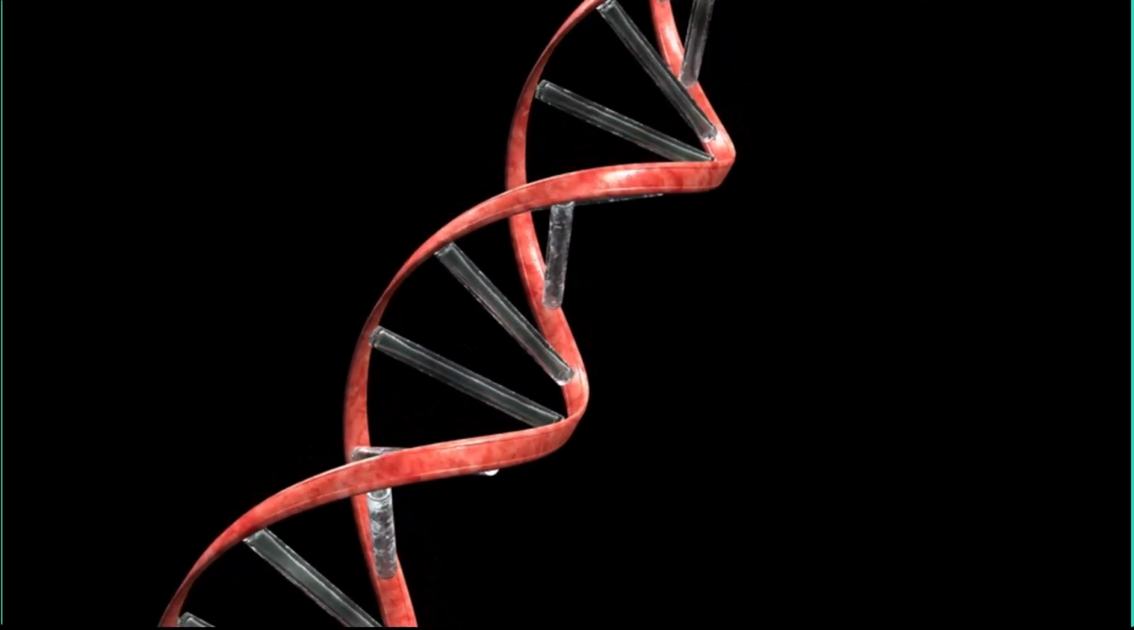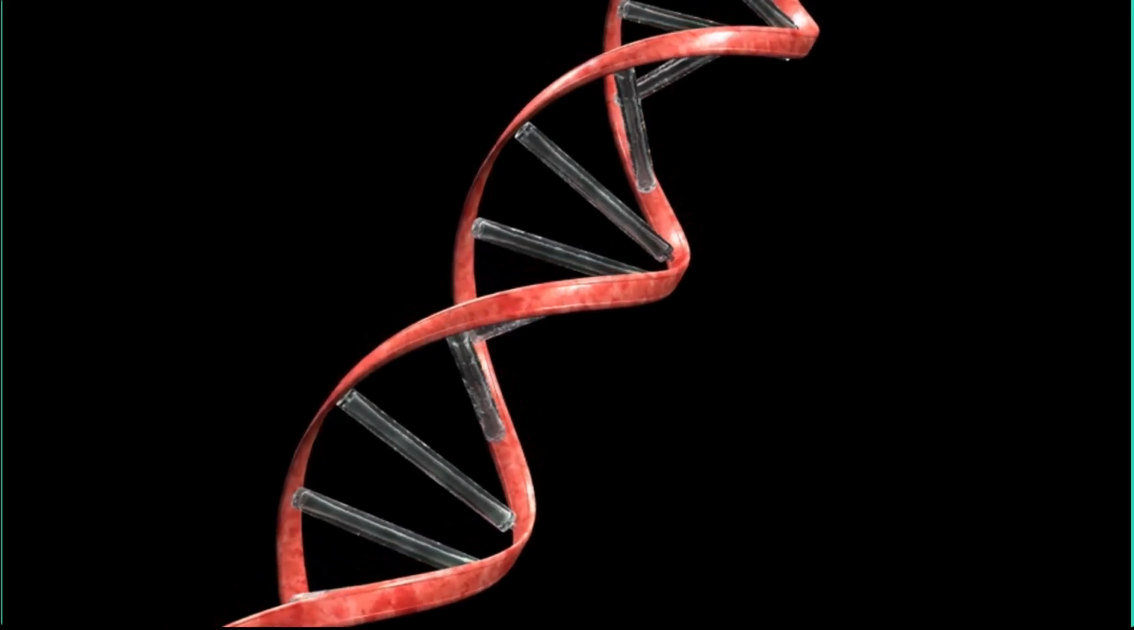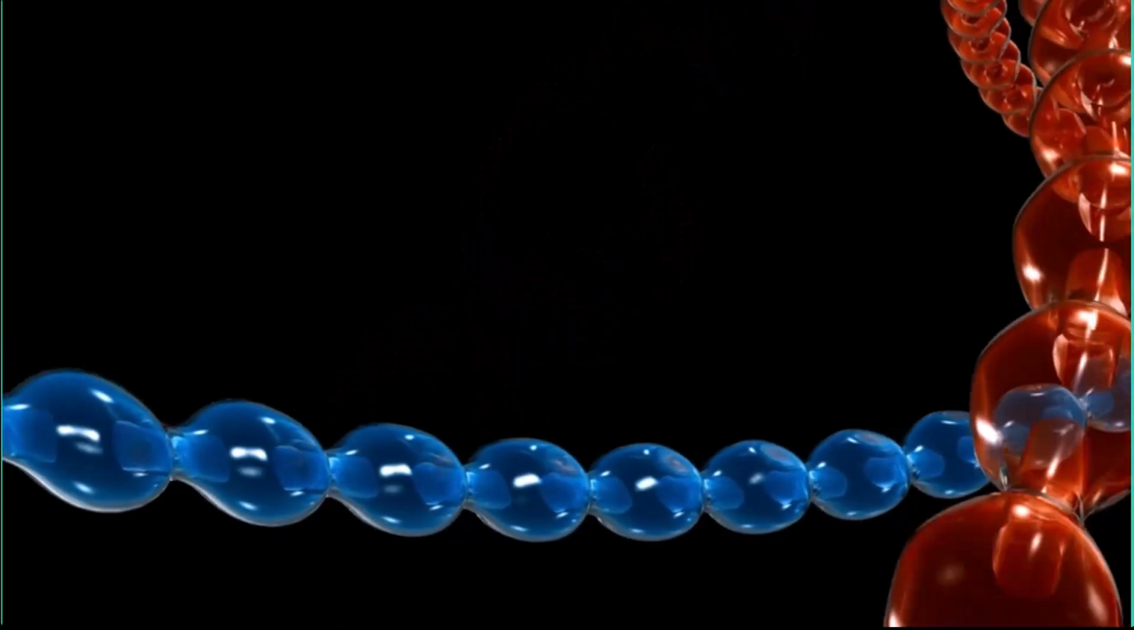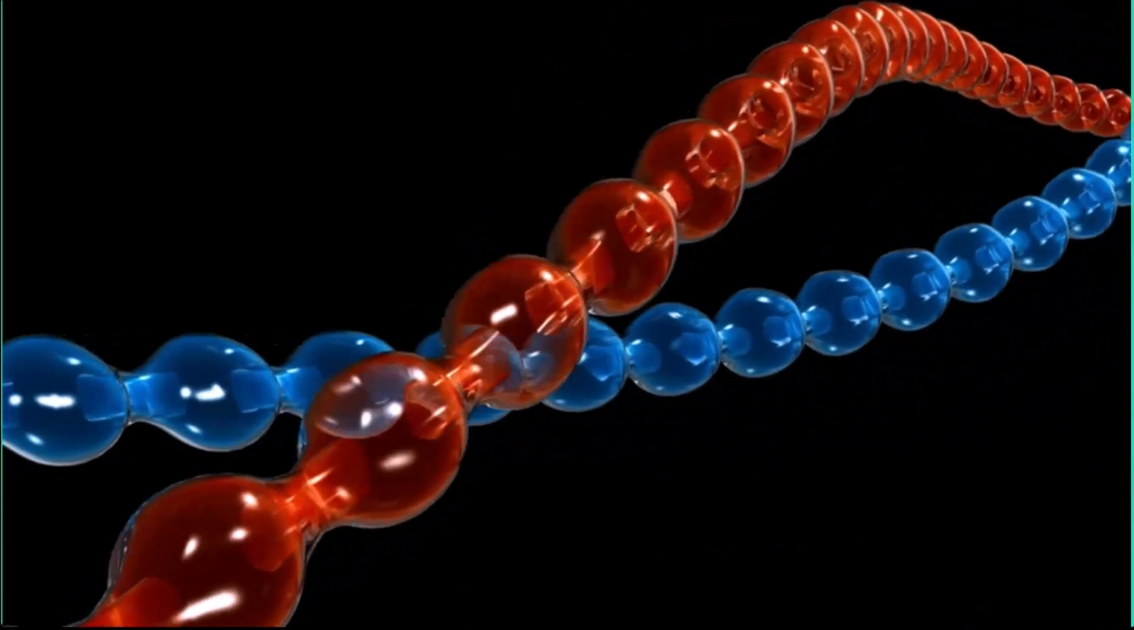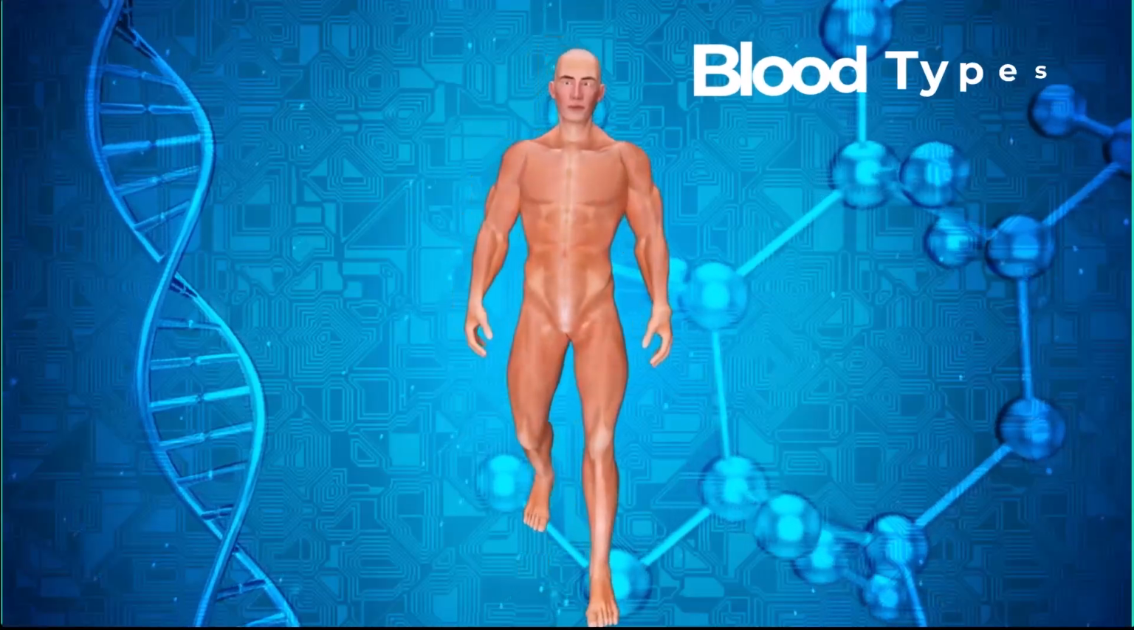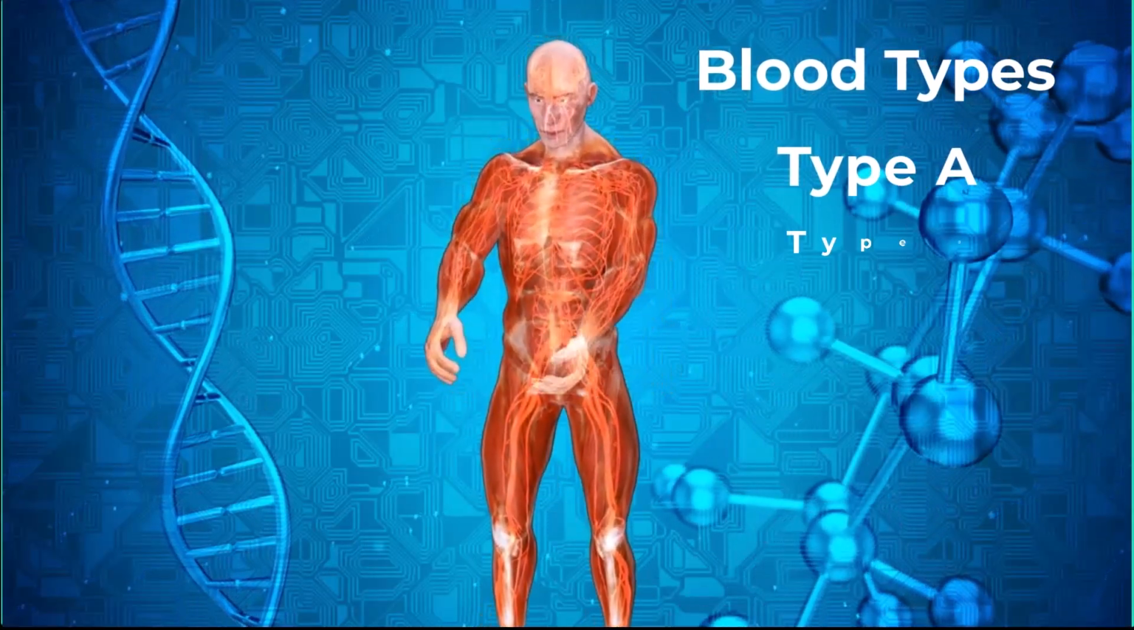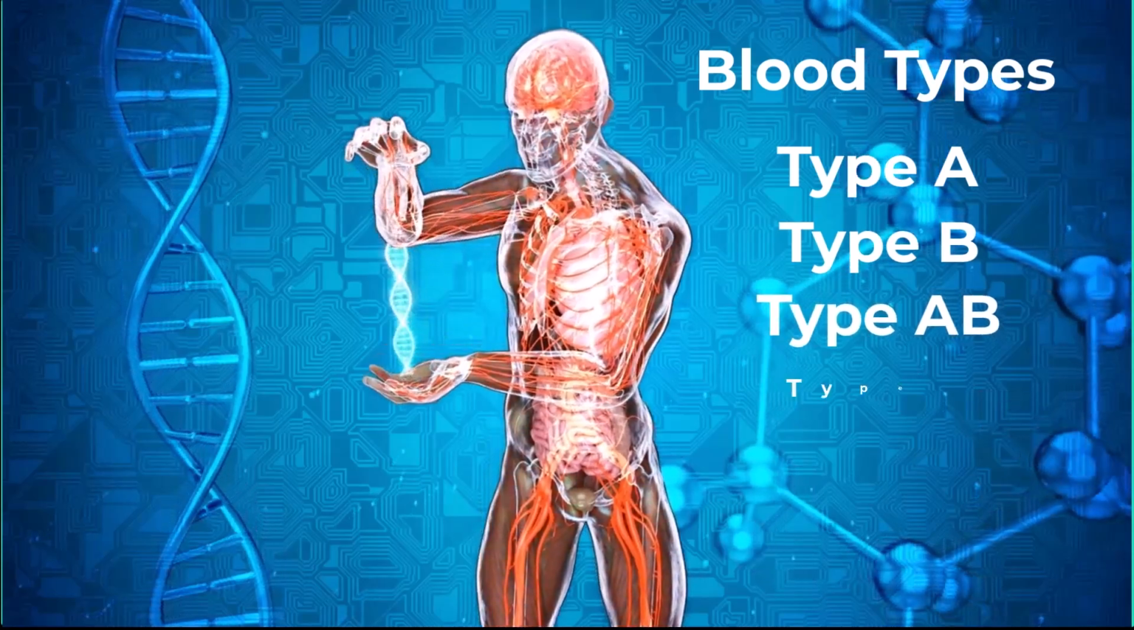The ABO blood groups in humans involve 3 alleles of a single gene. Various combinations of these 3 alleles produce 4 phenotypes. A person's blood type may be A, B, AB, or O.